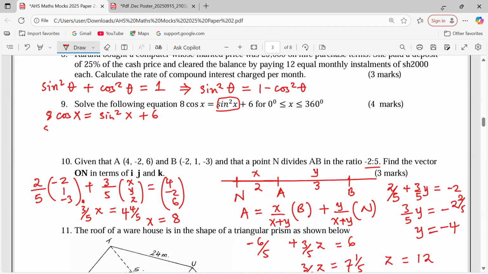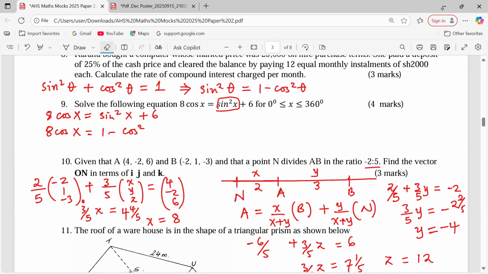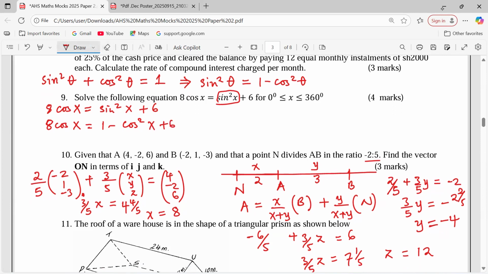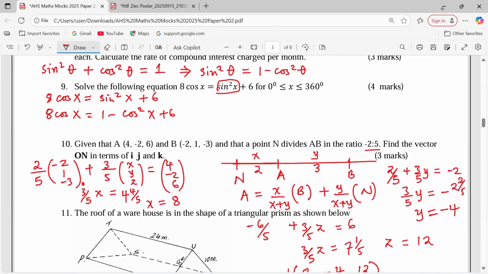We can begin the expression and say 8 cosine x is the same as, instead of sine squared of x, now we can have 1 minus the cos squared of x, plus 6. This time round, the unknown is x. That's now clear, right? So we can now arrange so that this particular equation takes a quadratic shape.